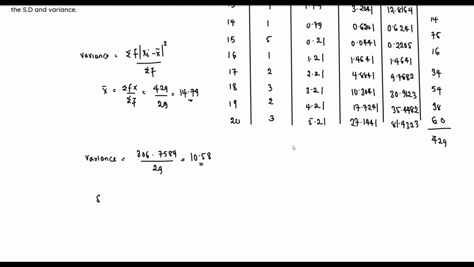So the standard deviation is going to be the square root of 10.58, and using my calculator, the square root of 10.58 approximated to 2 decimal places is 3.25. So the standard deviation of our data set is 3.25.